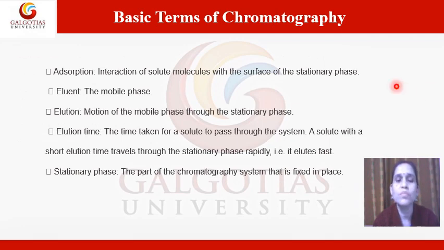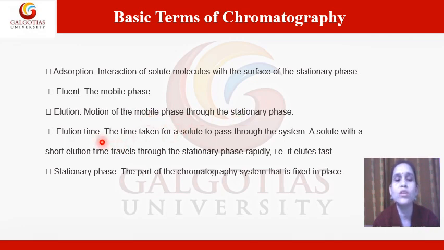So what are the basic terms of chromatography? What is adsorption? Adsorption is the interaction of solute molecules with the surface of the stationary phase. Then what is eluent? Eluent is the mobile phase here. What is elution? The motion of the mobile phase over the stationary phase is known as elution. That means elution is how fast the mobile phase moves over the stationary phase.